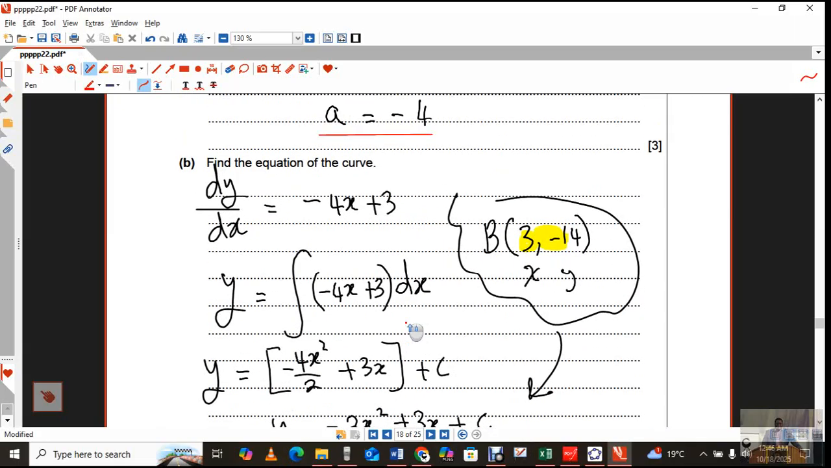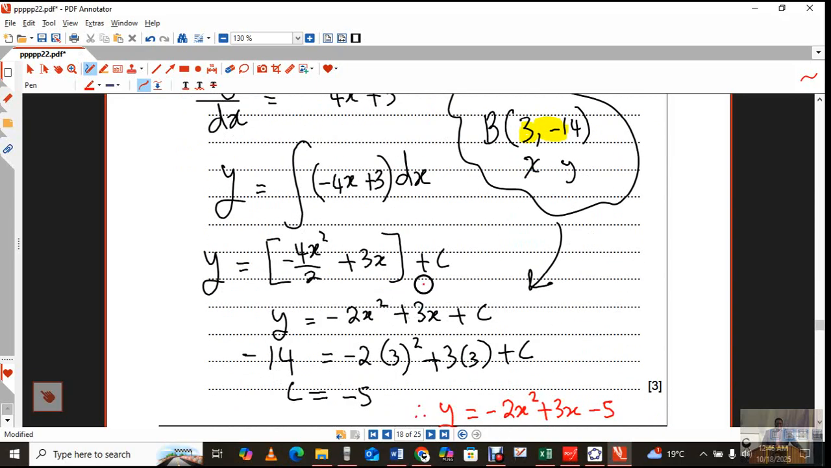So when you need to find the equation of the curve and you're given the gradient, you do the antiderivative, which is the integral of that, and then you'll have a plus c because it's an indefinite integral, and then you have to substitute a point which is on the curve, and we're given the point (3, negative 14).